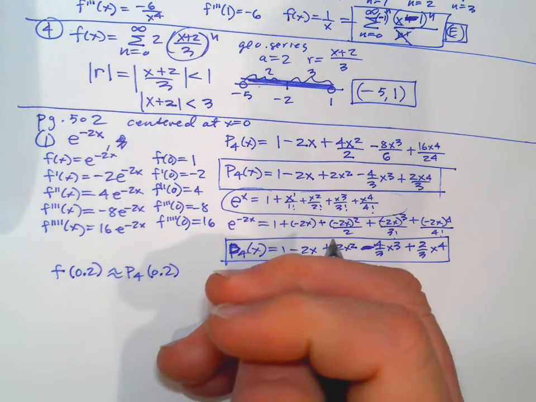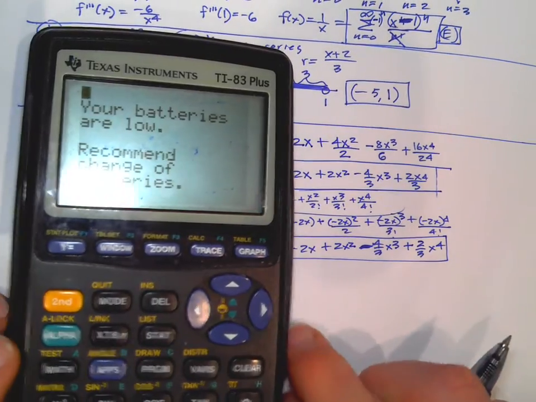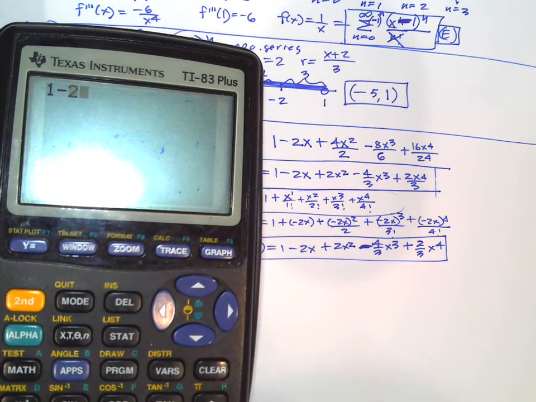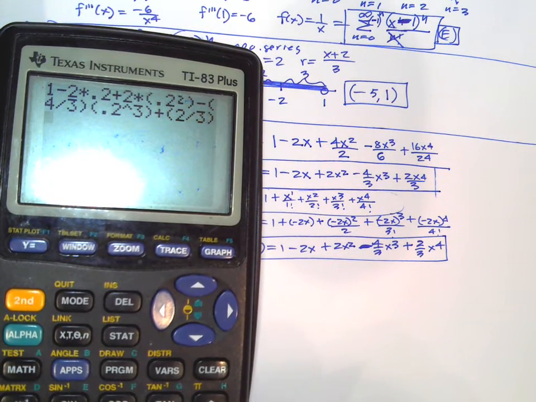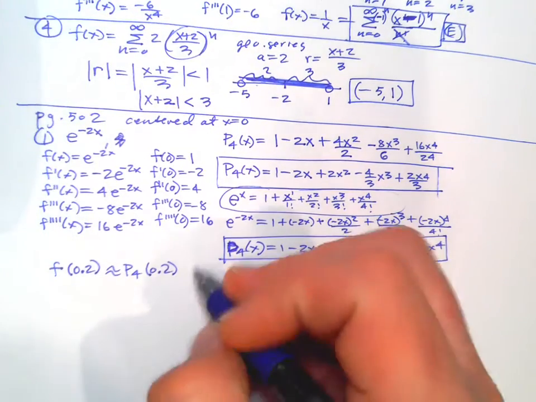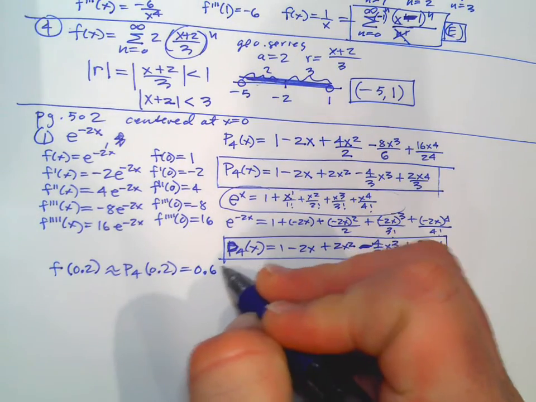And I'm just going to do that on my calculator. So it's going to be 1 minus 2 times 0.2 plus 2 times 0.2 squared minus 4/3 times 0.2 to the third power plus 2/3 times 0.2 to the fourth power, and we get 0.6704.